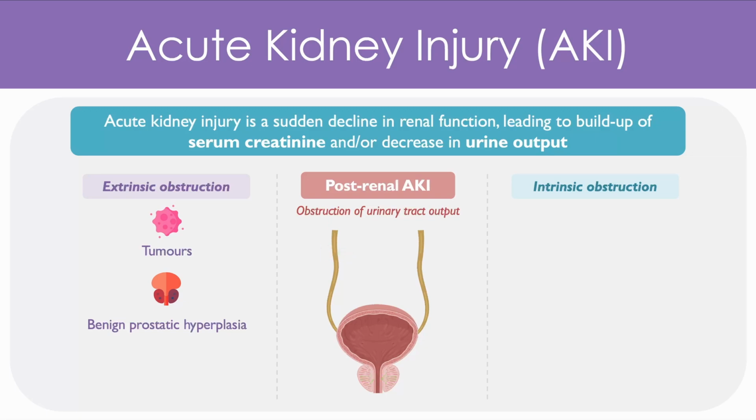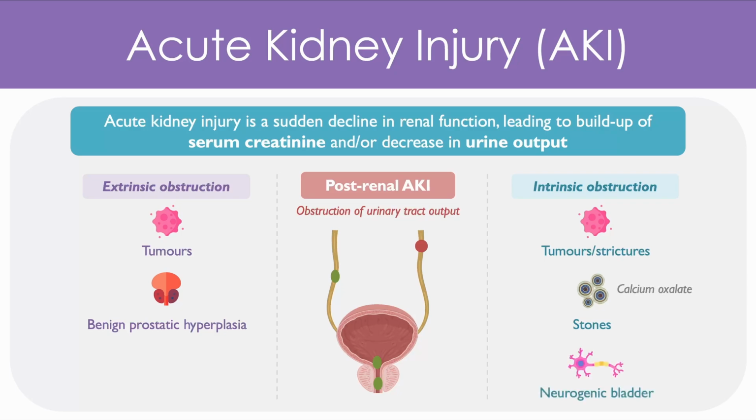Turning towards intrinsic obstruction, this can be due to tumors within the urinary system itself, for example, tumors of the ureters, the bladder, the urethra, or the prostate. There could also be strictures where basically parts of the ureters become narrower compared to usual. As well as this, there could be renal or ureteric stones which block one part of the urinary system, and these stones are often formed of calcium oxalate. Some patients may also develop a neurogenic bladder, where the bladder doesn't contract properly, and this leads to accumulation of urine over time.